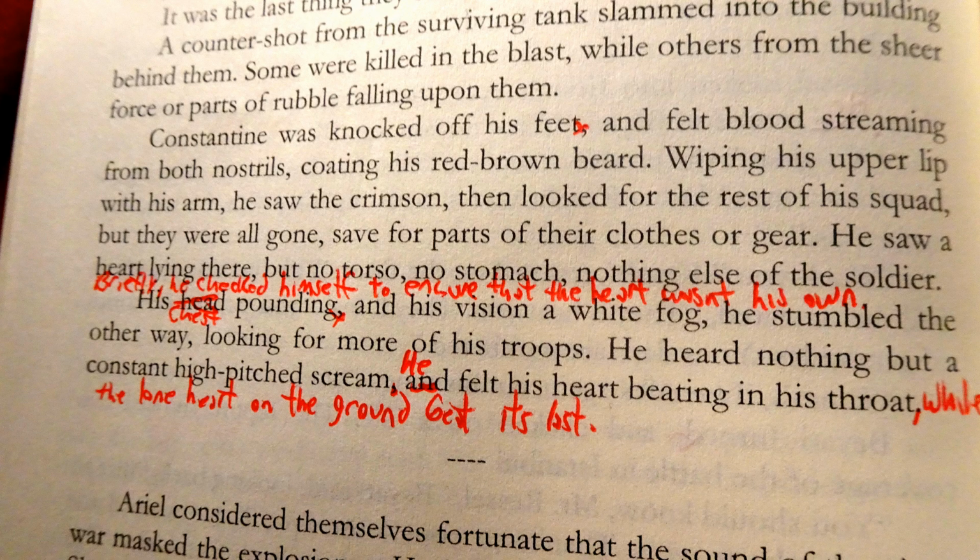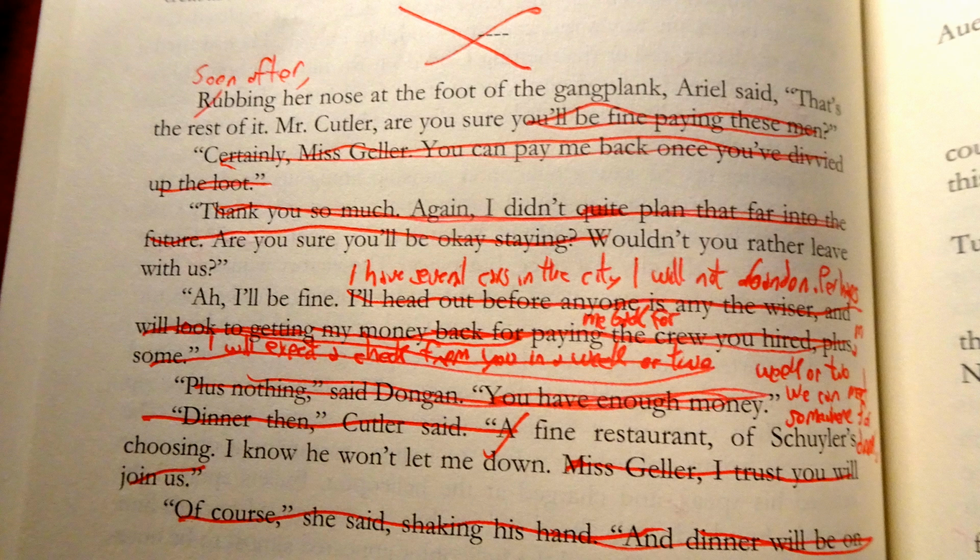And then I added a line at the very end here: He felt his heart in his throat while the lone heart on the ground beat its last. I just thought it was a good visual, that you just see this heart on the ground, nothing but a heart, pumping its final time. Real dark, gritty stuff, but I like it. That's something about this series: it has a lot of lighthearted stuff, but then also some really dark moments as well.